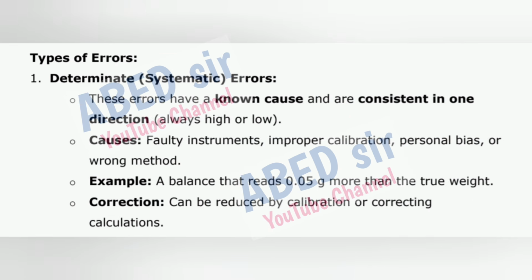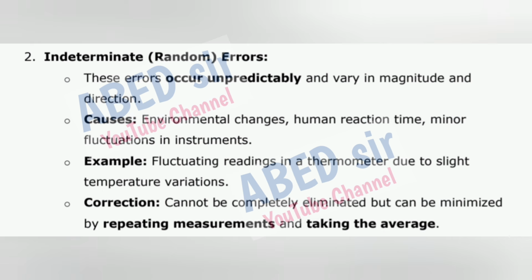Types of errors. Determinate, systematic errors. These errors have a known cause and are consistent in one direction, always high or low. Causes: faulty instruments, improper calibration, personal bias, or wrong method. Example: a balance that reads 0.05 g more than the true weight. Correction: can be reduced by calibration or correcting calculations.